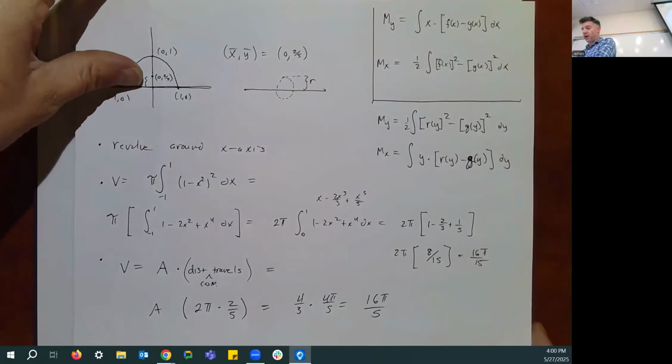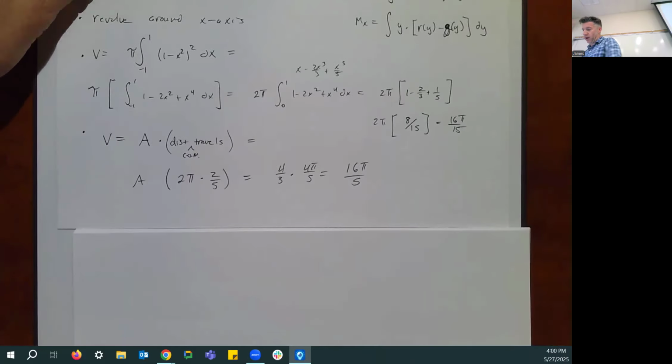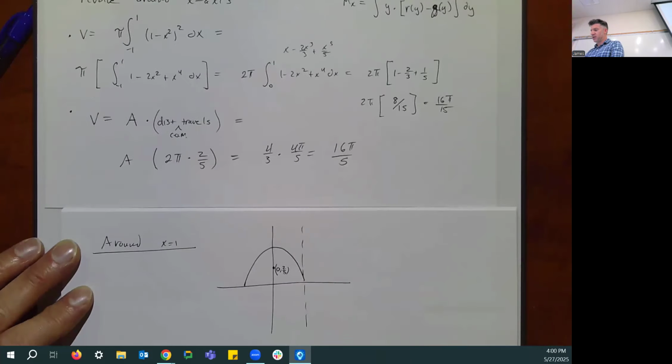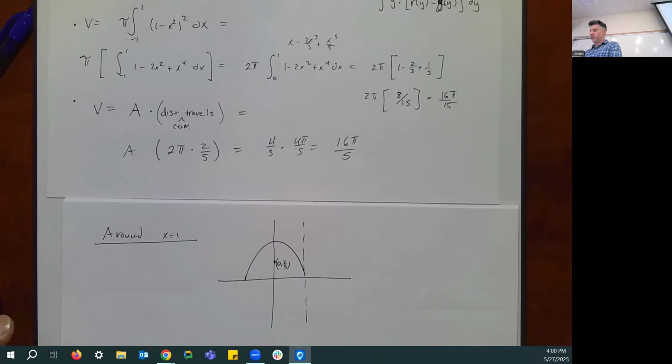Yeah. On the other hand, if we're going around the line, where is the question here? We're going around the line x equals 1. Well, now if we draw this here, what's the distance to my axis of rotation? How far is it from the point 0, 2/5 to the line x equals 1? Yeah, it's 1. So basically, if you're going to a vertical line, it's the difference in the x values.